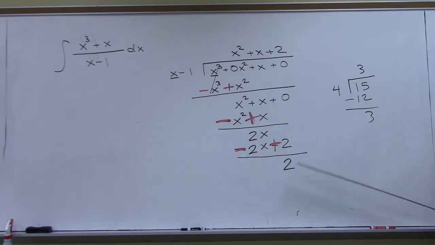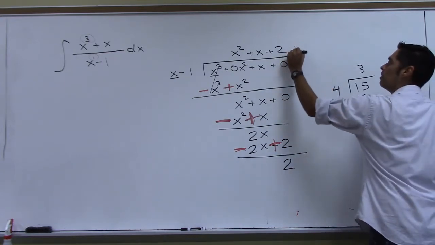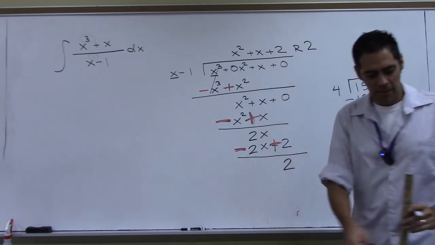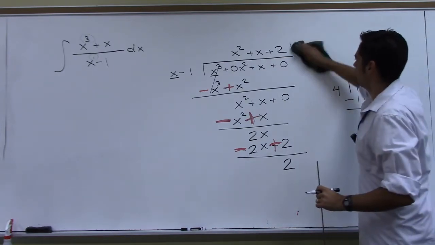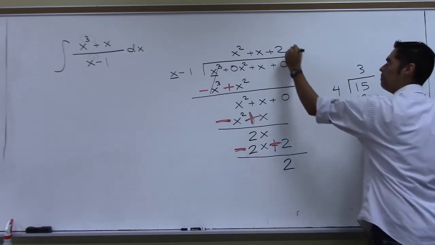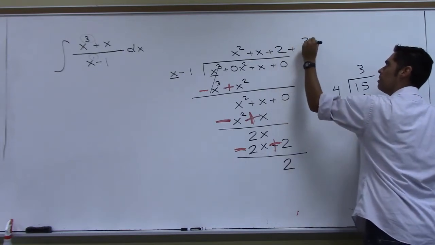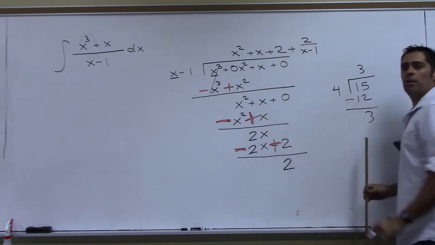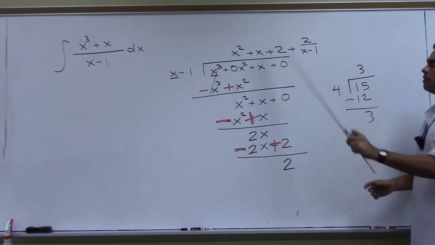All right, but this is a remainder, isn't it? How do we write a remainder? Like grade school, remainder 2? No, we don't do that, do we? What do we really write? We write plus 2, the remainder, over the divisor, x minus 1. Remainder over divisor.